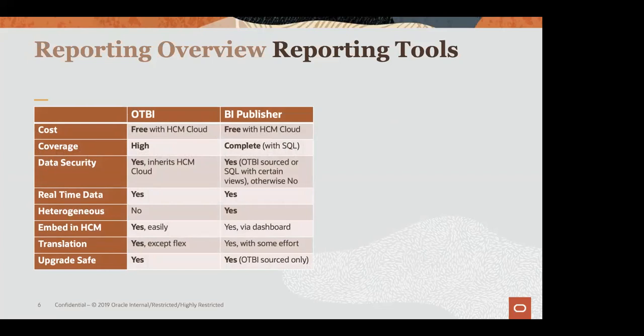Here, I'm doing a comparison between OTBI and BI Publisher as reporting tools. Both of them are free for HCM Cloud customers. You have a subscription for HCM Cloud, you get OTBI and BI Publisher together. Any updates to OTBI, any new subject area or new functionality, everything is available out of the box. Customers don't have to pay anything additional for OTBI, including any catalog that we build and ship. BI Publisher is again free.